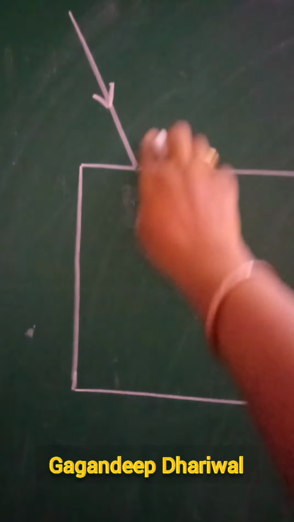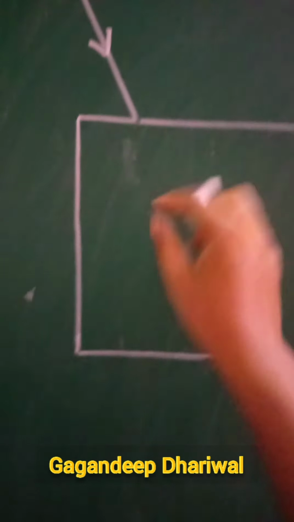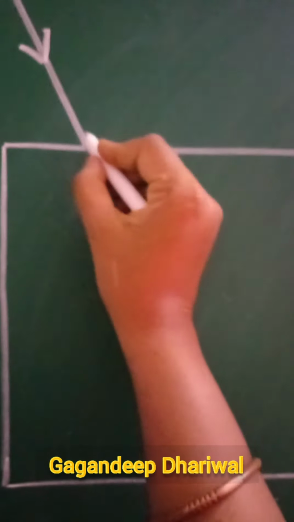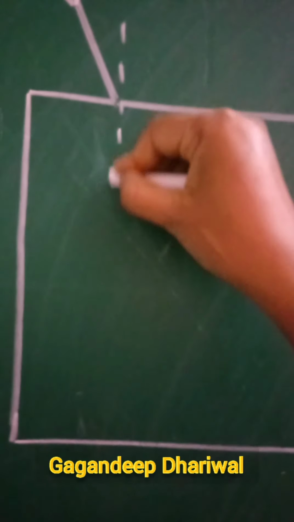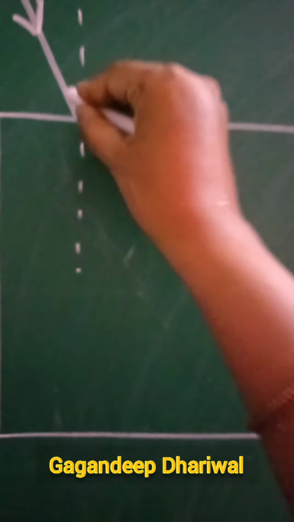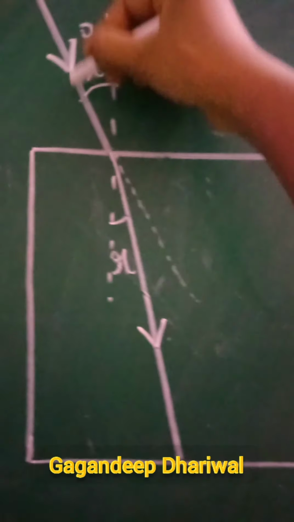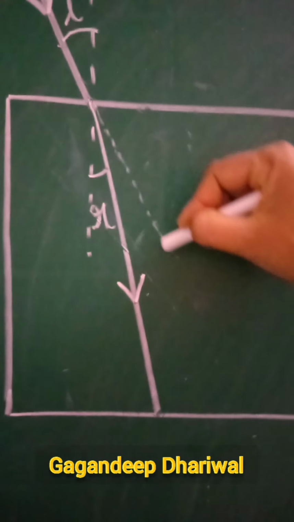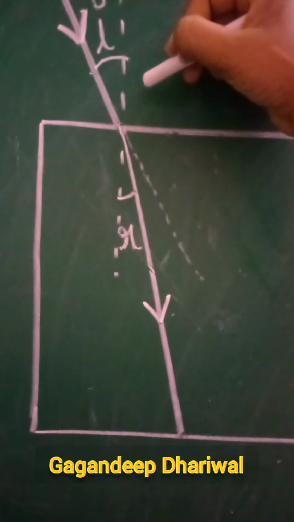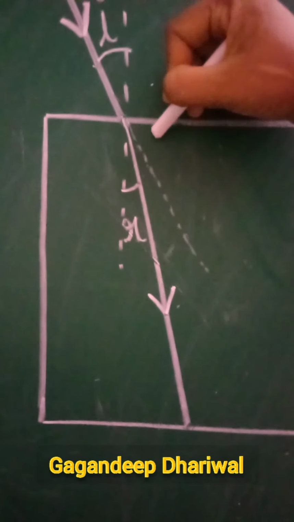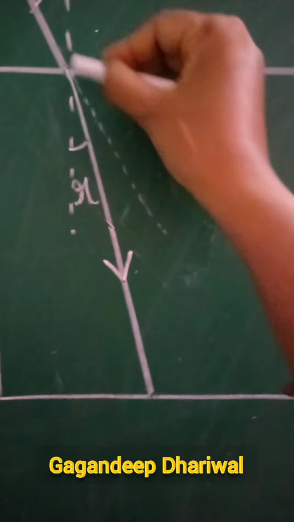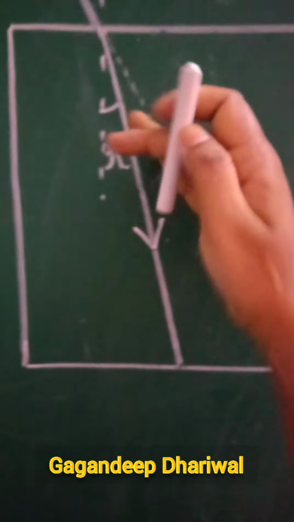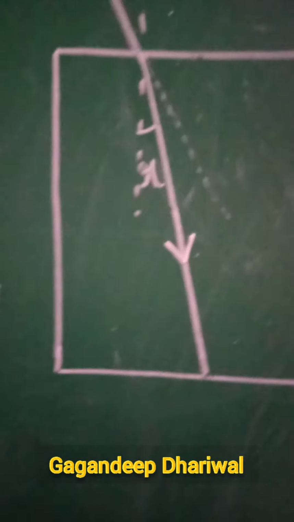When it enters from air to the glass, the medium changes, and at this point you have to draw a normal. Actually, the path of this ray, the actual path of the ray, is like this. This is the straight path, but as the ray enters from a rarer to a denser medium, it bends toward the normal. It changes its path and bends toward the normal, like this.